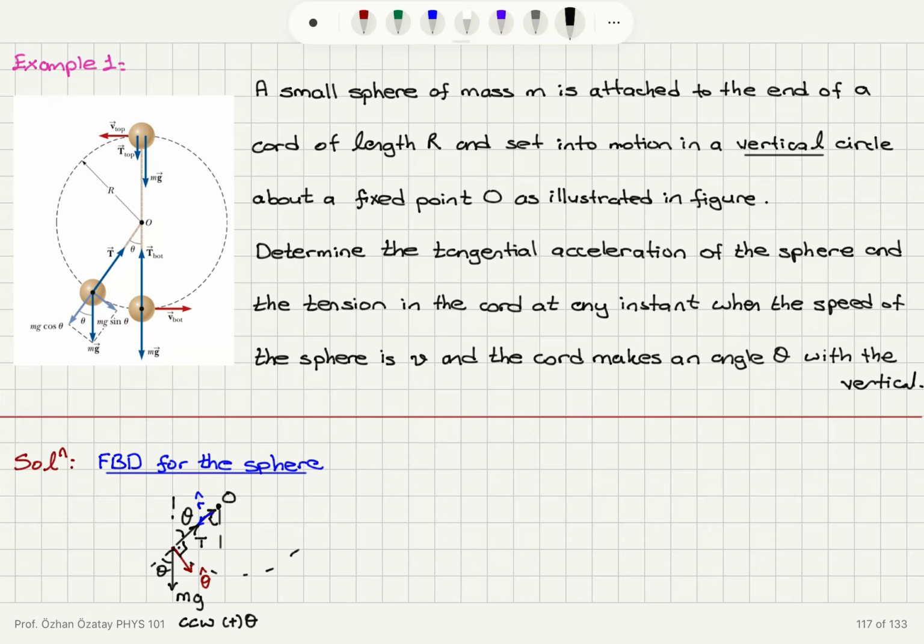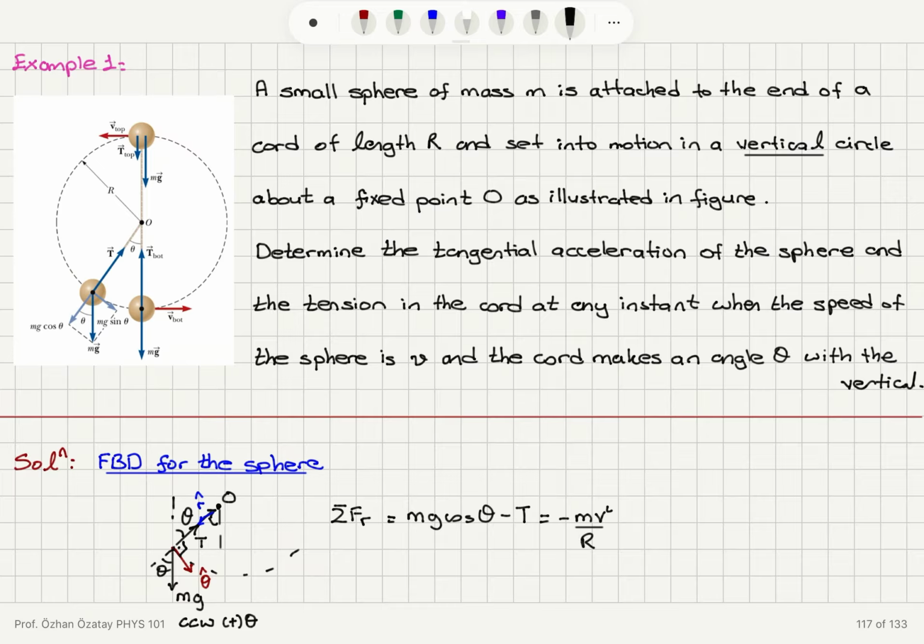Now we can start writing the forces acting on this. The net force in the radial direction: this is our radial direction, so I have to take the component of mg on this axis, that is mg cosine theta, and as you can see, this is in the plus r hat direction. On top of this, we have the tension in the cord that is pointing towards the center, so this would be in the minus r hat direction, so minus T. And the centripetal acceleration is in the minus r hat direction, so it's minus v squared divided by capital R.